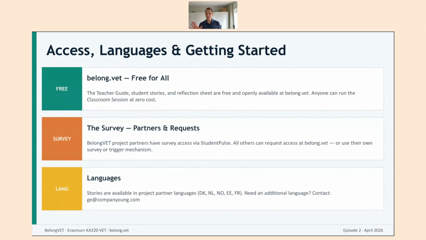And then the survey for Student Pulse, that is essentially for the BelongVET project partners right now. But if anybody wants to try or have an opportunity to do the digital intervention, feel free. If not, in Student Pulse, you can easily use potentially your own surveying tool and put in a trigger mechanism that will allow them to do the online version of the survey and then the advice intervention. Yes, and those are the languages I think are available now. If there is a need, let us know.